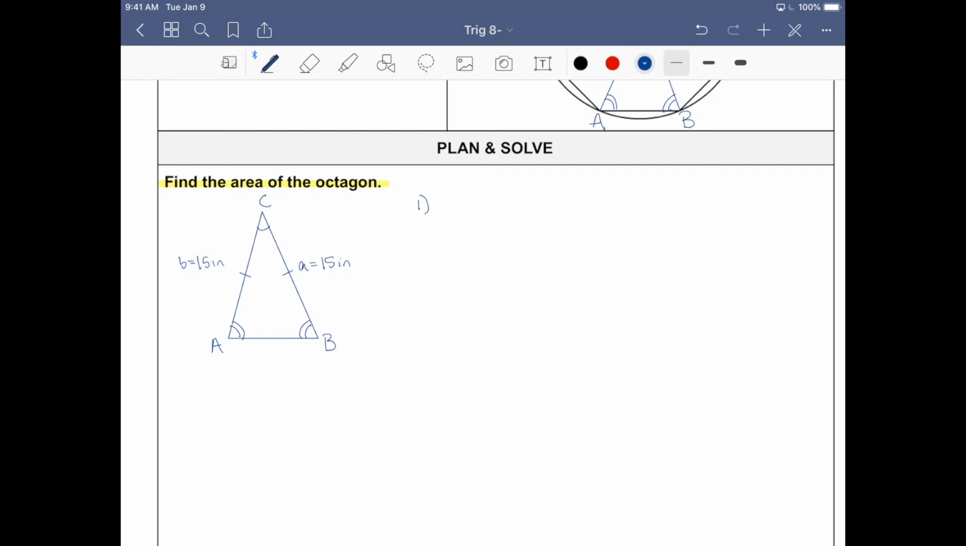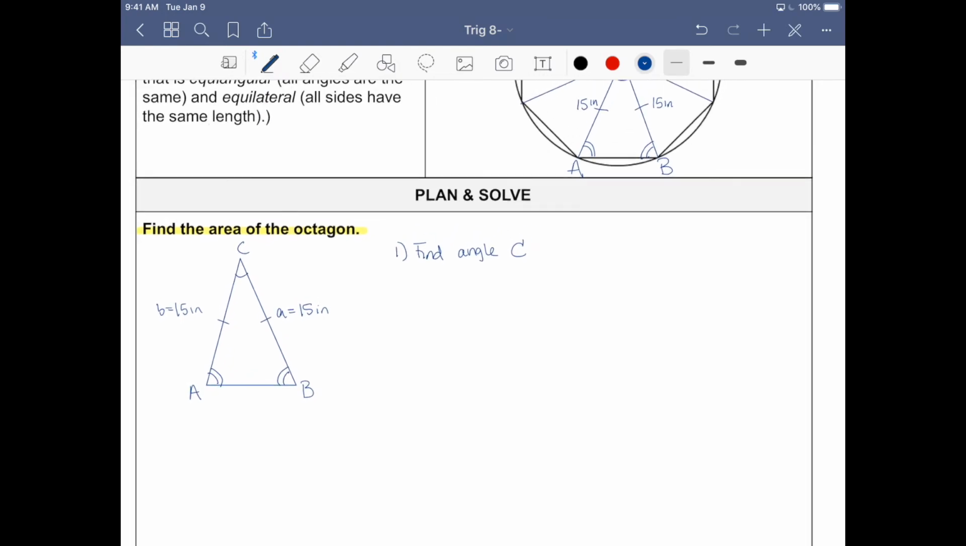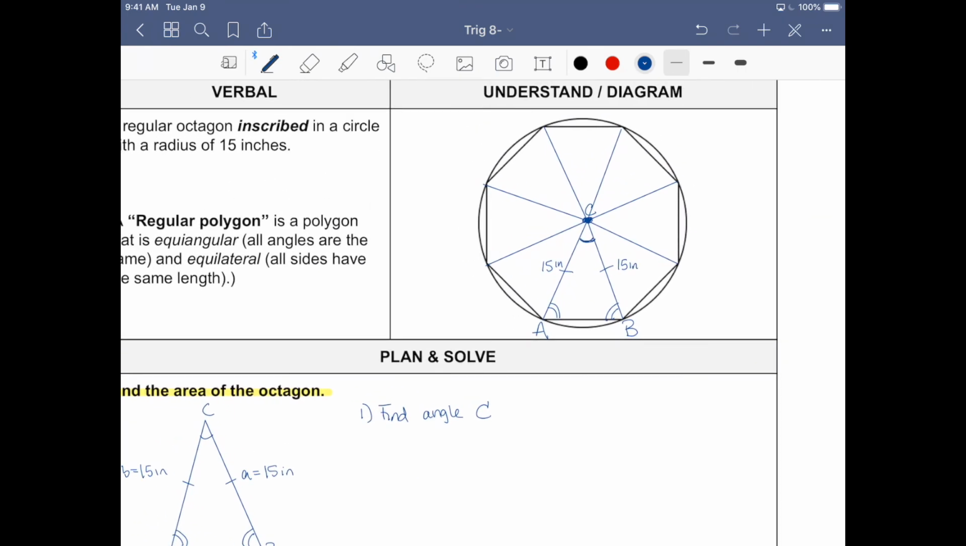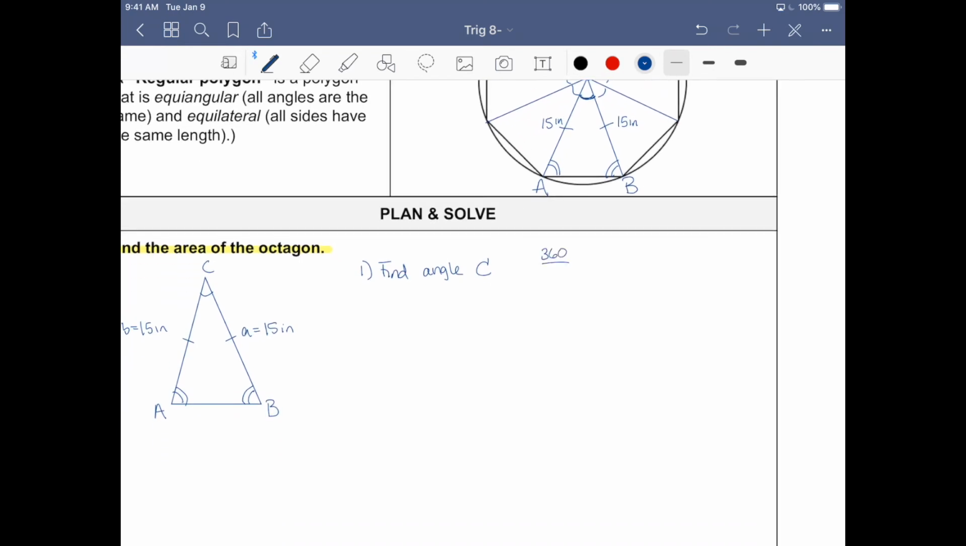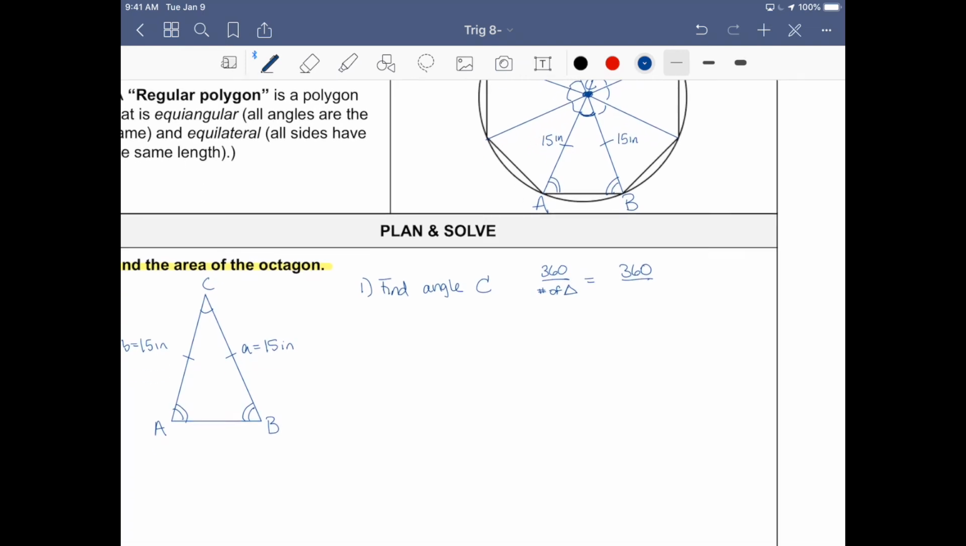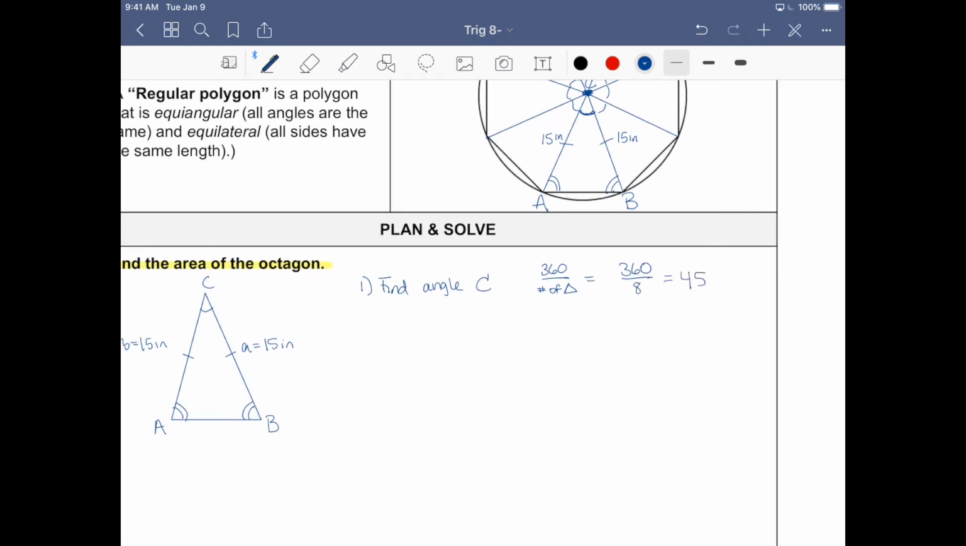So I'm first going to plan. I'm going to find angle C, and I'm going to go ahead and do that right here. In order to find angle C, since all of these triangles up here are congruent, all of these angles are going to be congruent. And what happens when you add up all of these angles? It will add up to 360 degrees. So I want to do 360 divided by the number of triangles that I have. So 360 divided by 8 is going to give me 45 degrees.